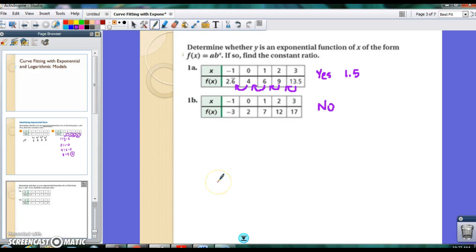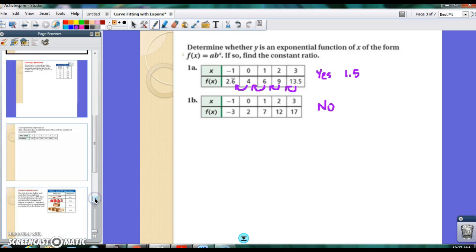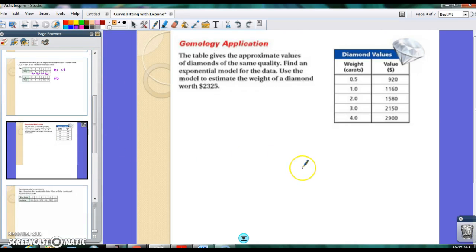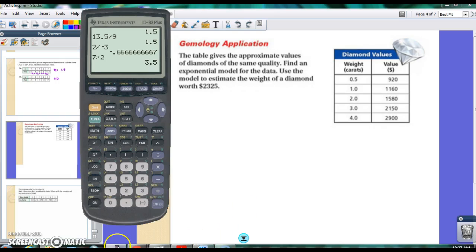So that's pretty straightforward how to determine whether or not you have exponential data. But now let's talk about when we're given exponential data and we have to find the model that goes with that. Here we're going to get pretty intensive with the calculator. We're going to do some things that we haven't done yet. I just want you to sort of follow along. Like I said, pause the video and see if you can do the stuff on your calculator as well.